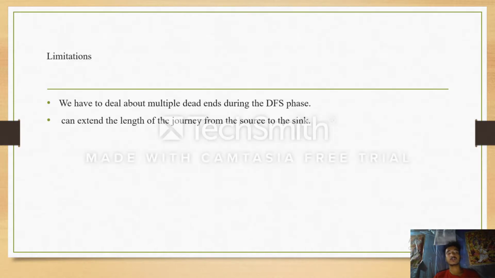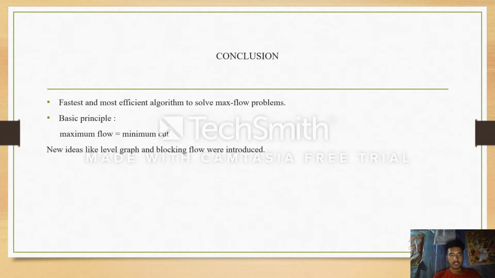As you know, everything has pros and cons, so it also has some limitations. We have to deal with multiple dead ends during the DFS phase. Multiple dead ends means using the same route again and again. While using the same routes again and again, it can extend the length of a journey from source to sink. So these are the limitations of this algorithm.